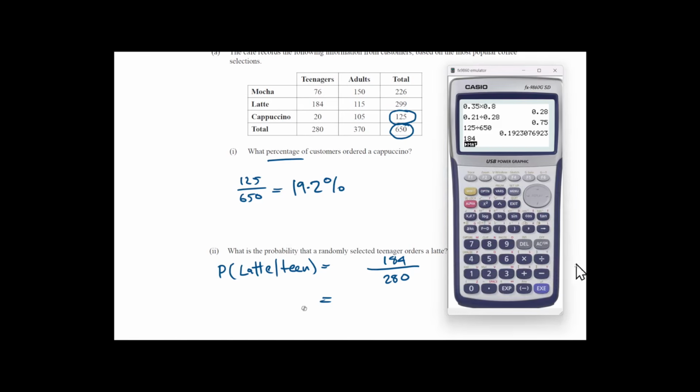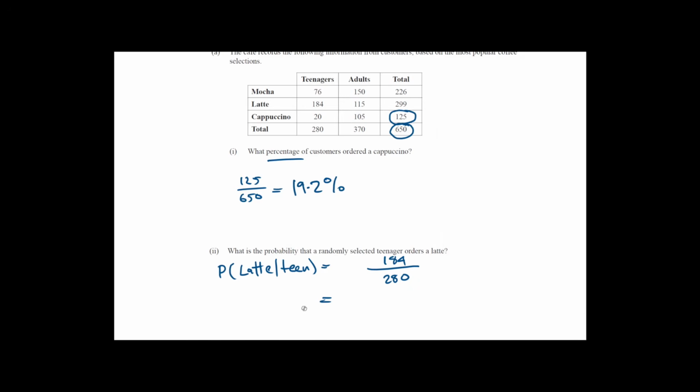One of my friends is going to get that joke. Latte and a plum Danish, thanks. Okay, it's 65.7%. So 0.657, to 3 decimal places. Well, almost 2/3.